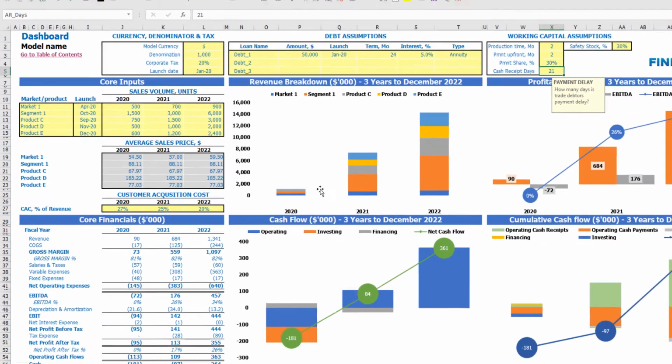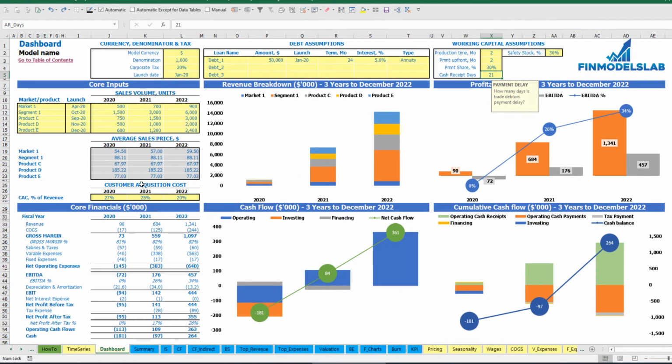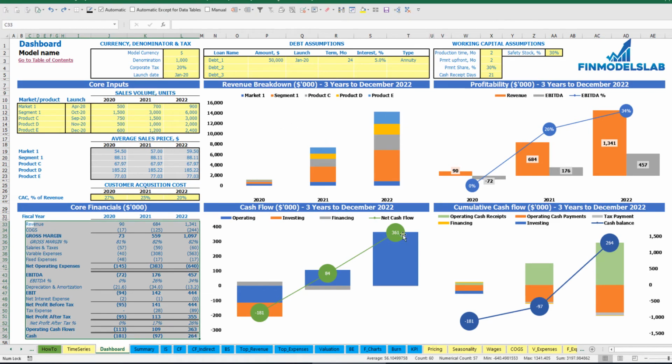So once you set up all the pricing assumptions, product assumptions, seasonality, wages, COGS, variable expenses and fixed expenses, you may review your dashboard with core financials, with your charts and the main KPIs related to the business.